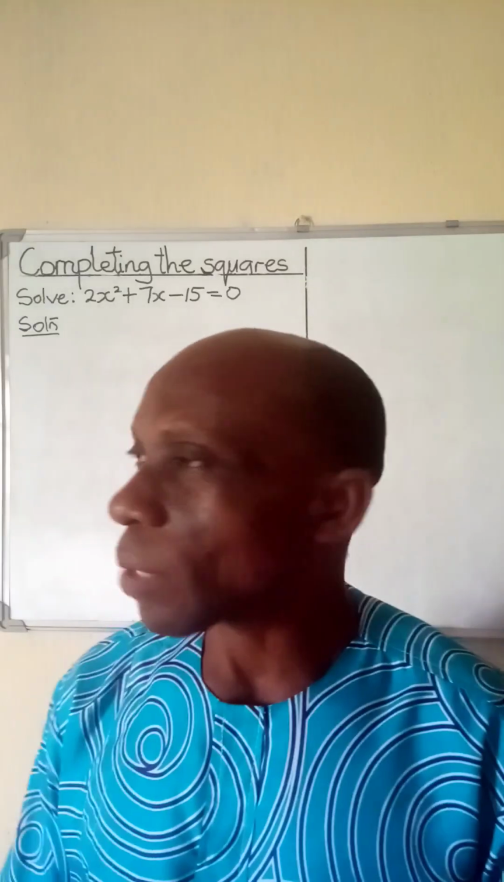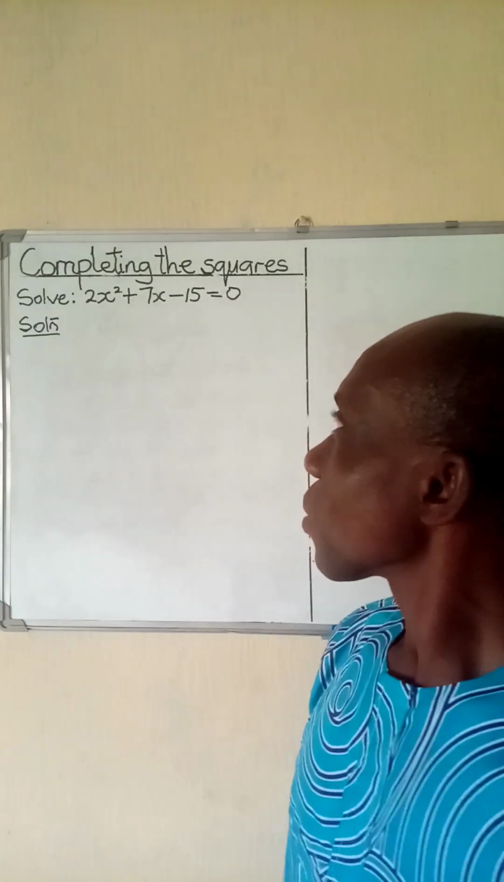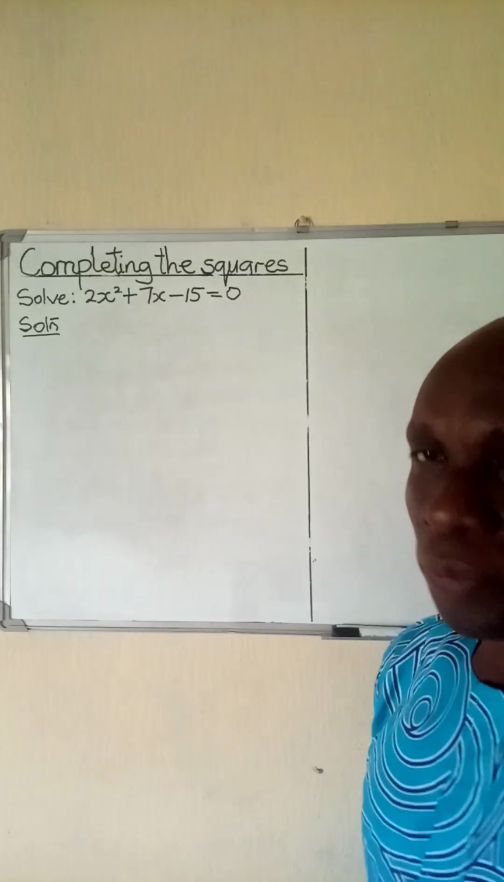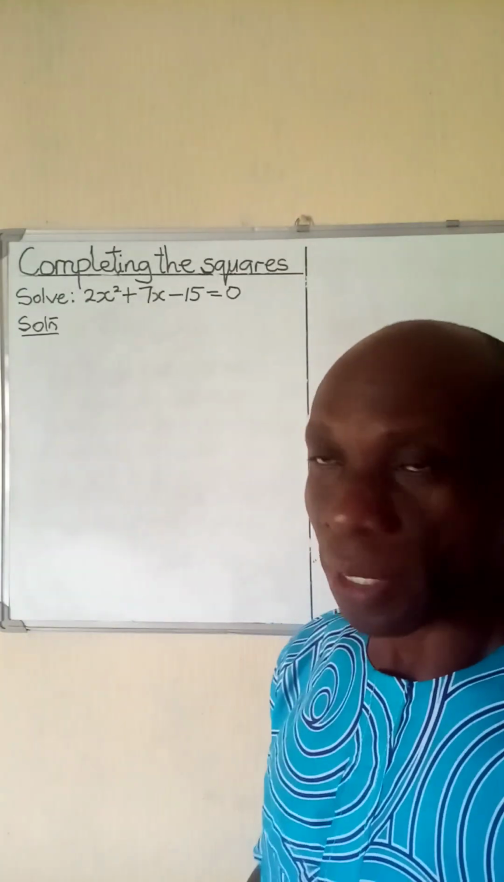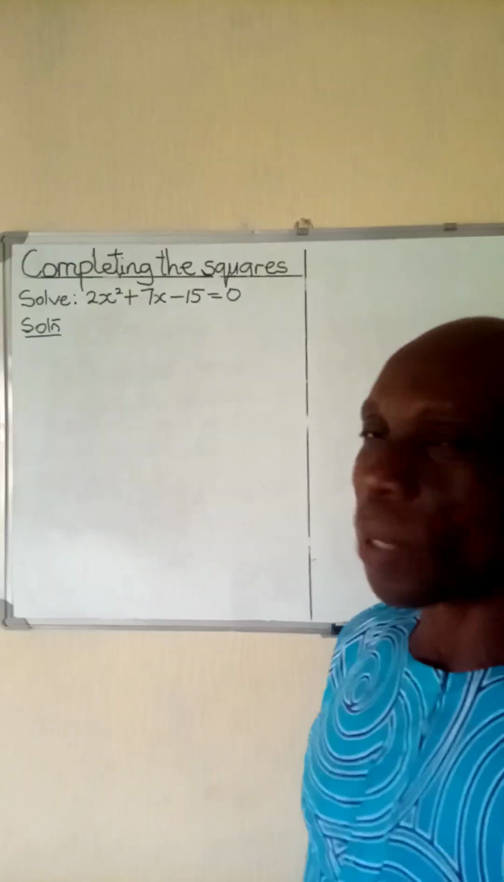All right, so let's get to class. Today we have here: solve 2x squared plus 7x minus 15. We are using the same equation we used in the method of factorization, and we are to use the method of completing the square.